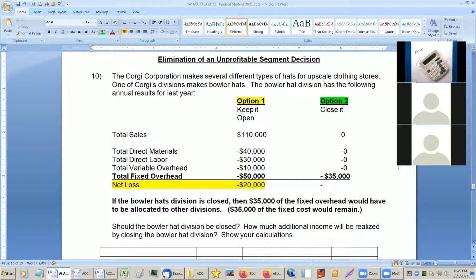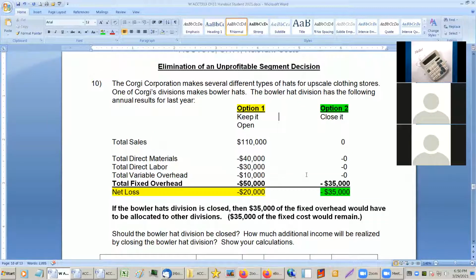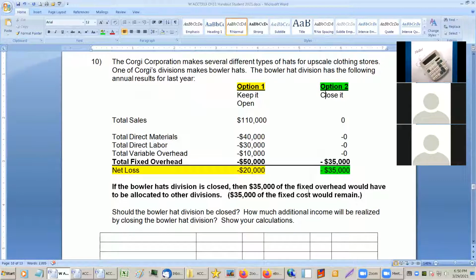So would you want to close this thing? Would you want to close the bowler hats? Would you rather lose 20,000 or 35,000? An obvious question is, is there a third choice? But no, those are the only choices you have. So would you rather lose 20,000 or 35,000? Professor, I thought it would be 15,000 left over.